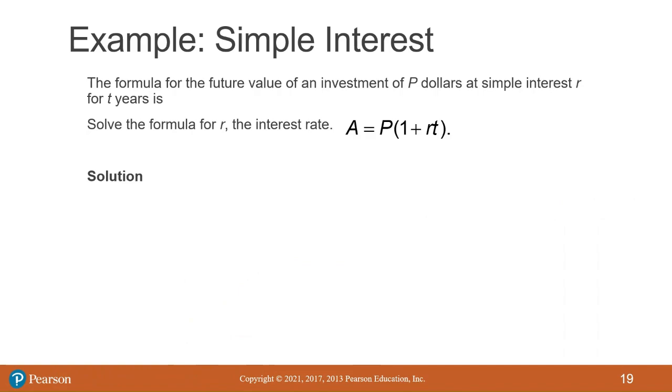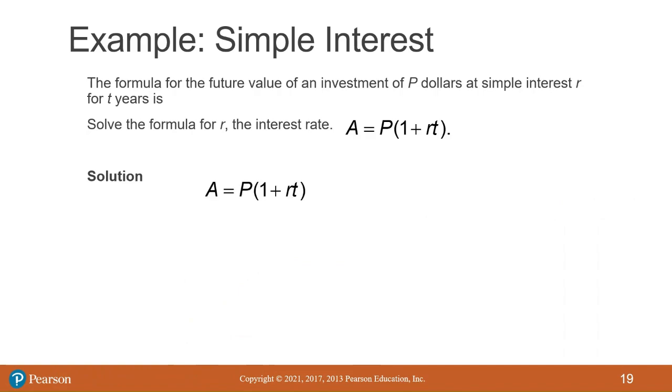All right, let's look at some simple interest. And now we're looking at just pretty much letters here. Let's see what's going on. It says the formula for the future value of the investment of P dollars at simple interest R for T years is A equals P times (1 plus RT). Let's solve the formula for R, the interest rate.